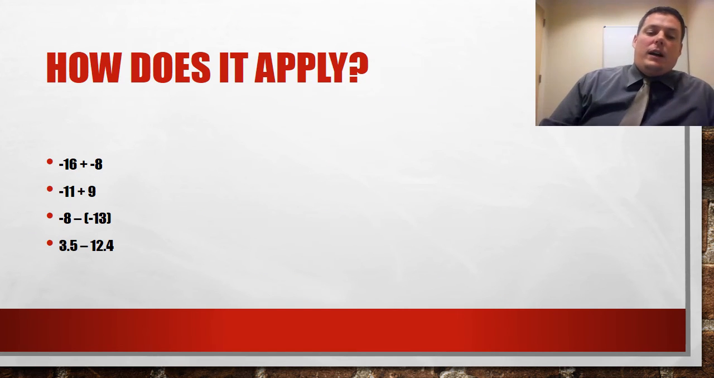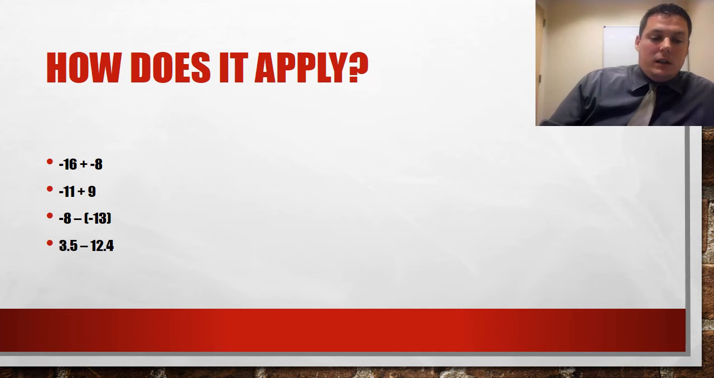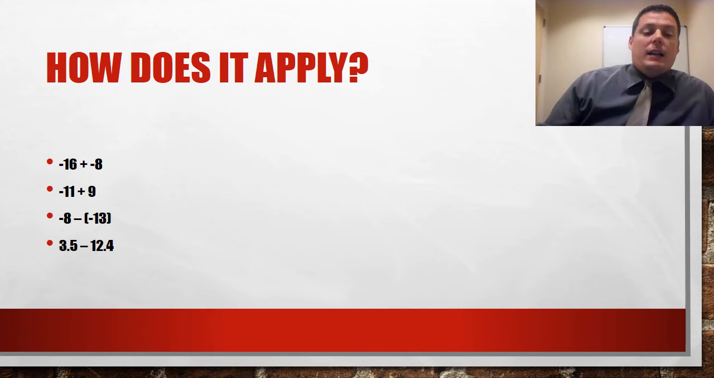So how does it apply? Here are some examples. Again, we're adding in this first one, so we're going to look at the signs. The signs are the same, so we're going to make sure that we add. When signs are the same, we find the sum. 16 plus 8 is 24. We keep the sign with negative 24.